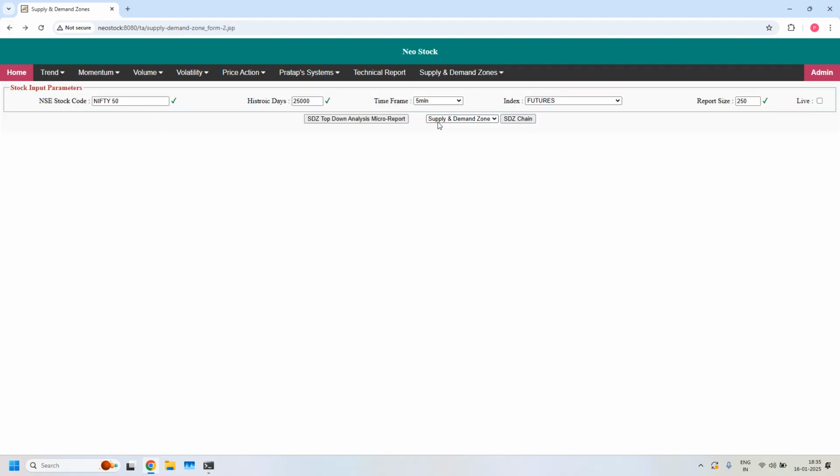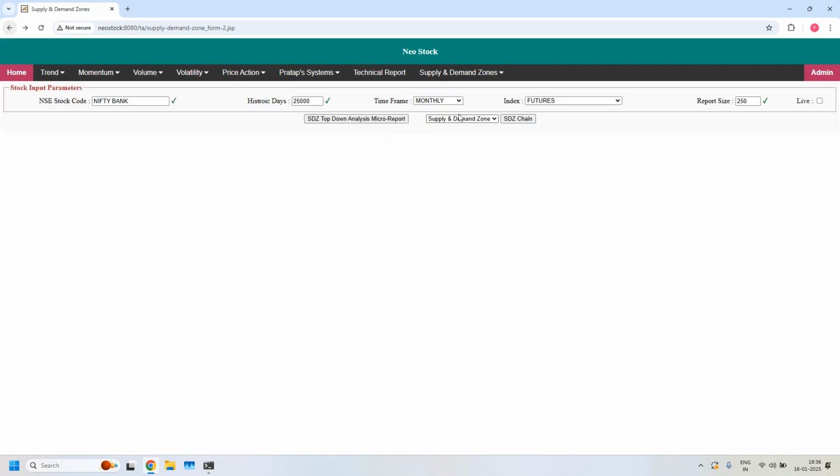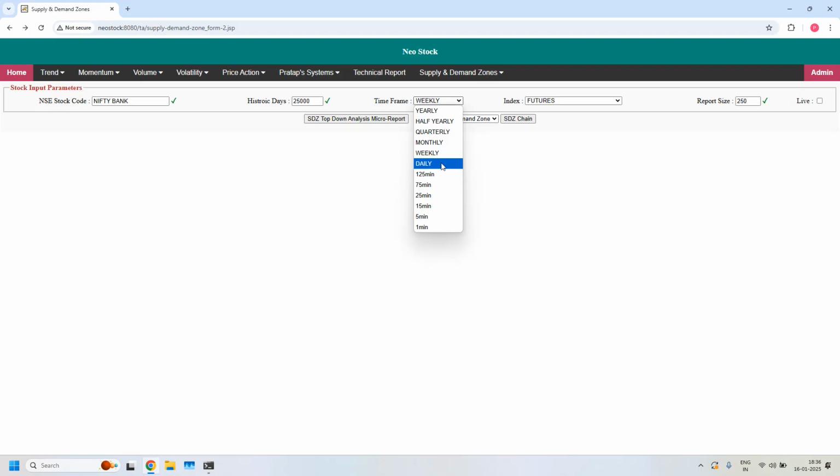Next, we will generate the BANKNIFTY supply demand zone chain, that is nothing but NIFTY Bank. Generating the Bank Nifty monthly supply demand zone chain. Next, the weekly supply demand zone chain for Bank Nifty. Next, the daily supply demand zone chain for Bank Nifty.